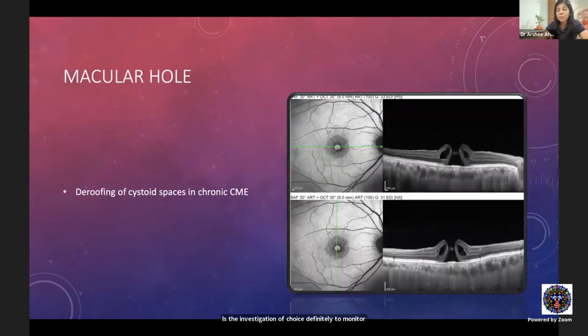Now in a patient with chronic macular edema untreated, if there is a de-roofing of the cystoid spaces, you can also develop macular holes, which will further contribute to visual decline.